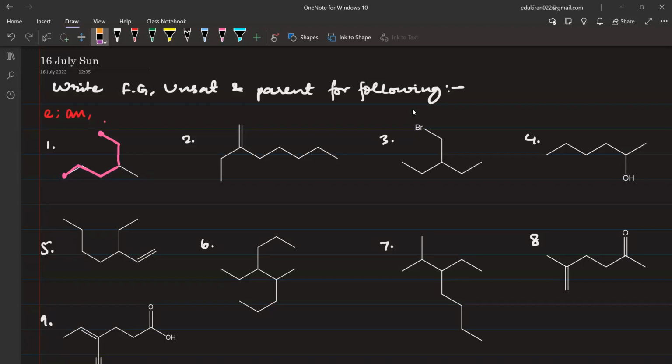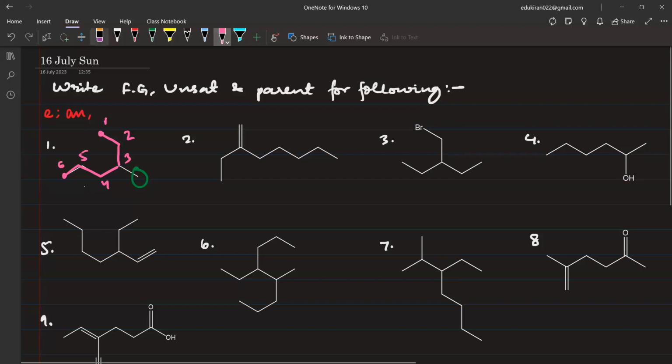And if you want to number the parent carbon chain, you will number it from the carbon atom that is nearest to the functional group. There is no functional group. Then double bond, there is no double bond. Then triple bond, there is no triple bond. So you are going to number it from the nearest carbon atom that is directly attached to the substituent. Now this is my substituent here. So the numbering will be something like this: 1, 2, 3, 4, 5, 6, right?